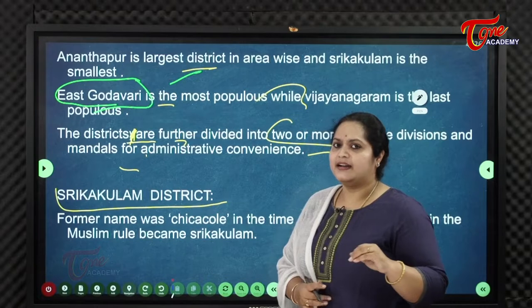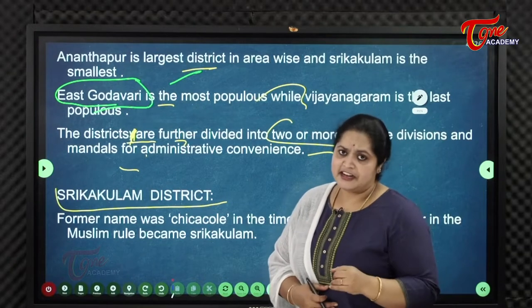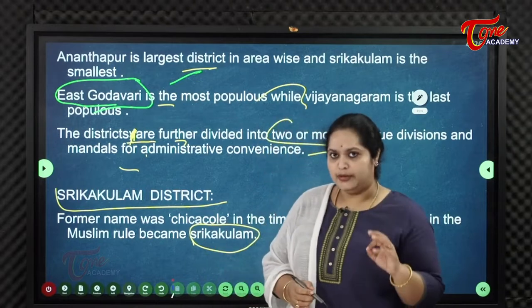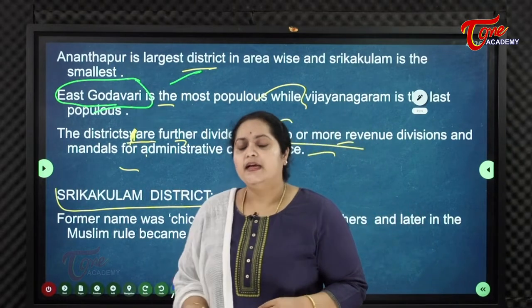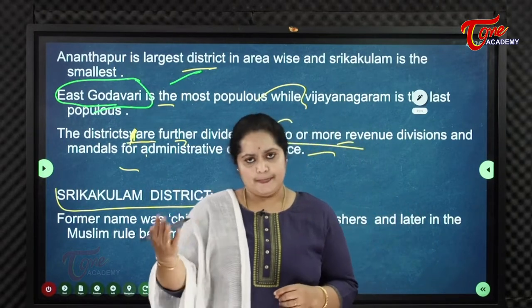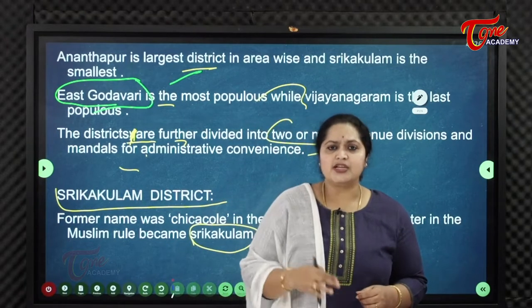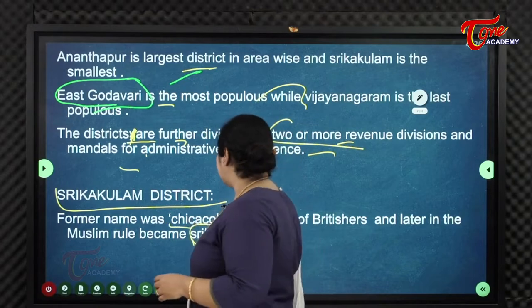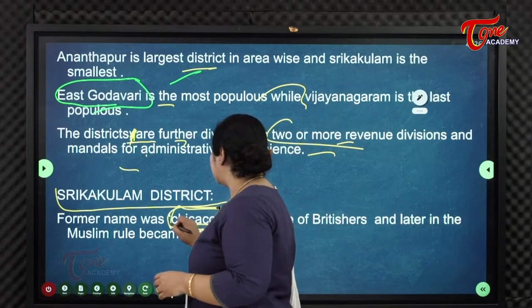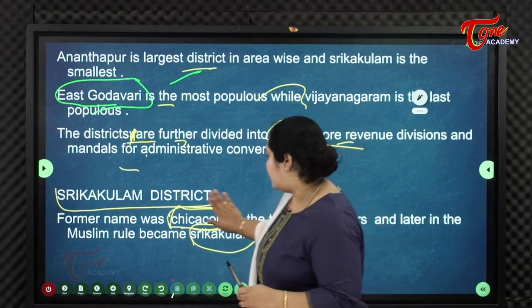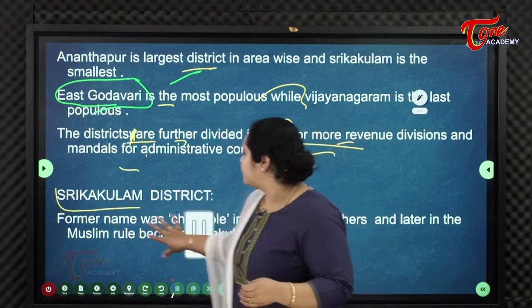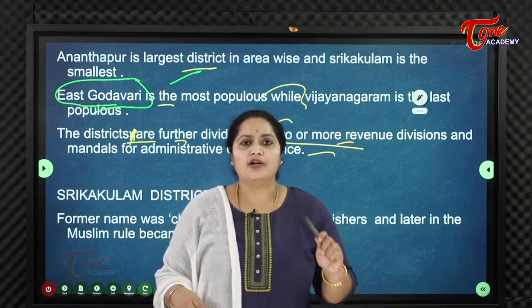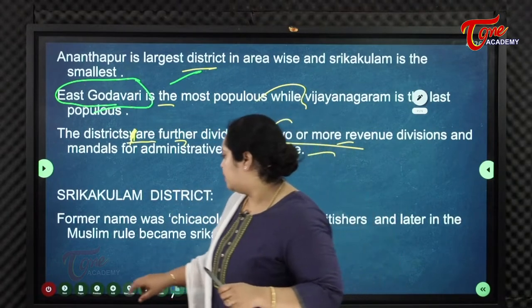After the Eastern Ganga dynasty, Muslim rulers invaded Srikakulam. Then it used to be called Srikakulam only. But again, with the advent of the Britishers and British rule in the pre-independence era, Srikakulam used to be called Chikakol. So Chikakol is the former name of Srikakulam at the time of British rule.